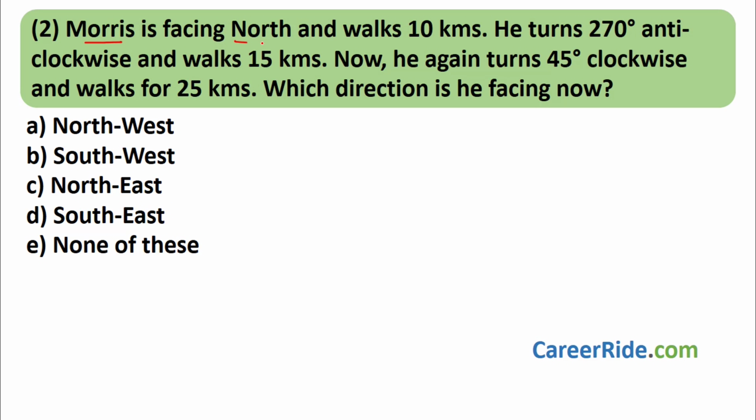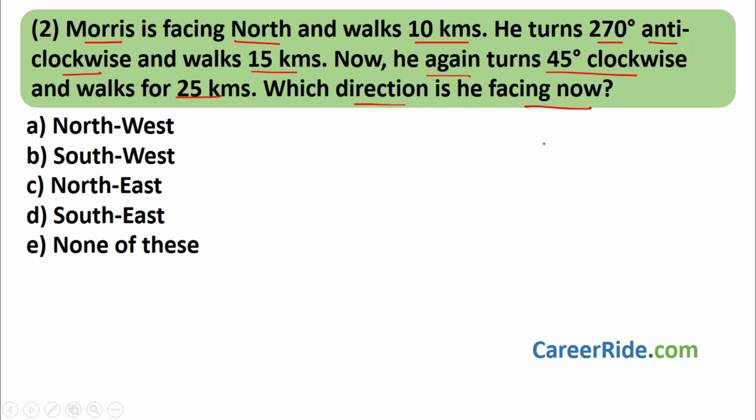Morris is facing north and walks 10 kilometers. He turns 270 degrees anti-clockwise and walks 15 kilometers. Now he again turns 45 degrees clockwise and walks for 25 kilometers. Which direction is he facing now?